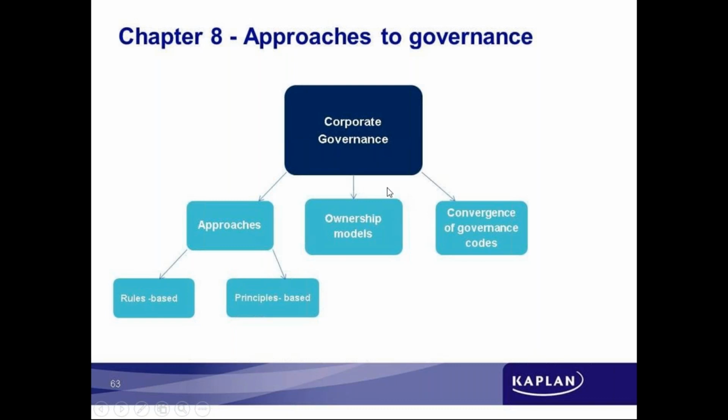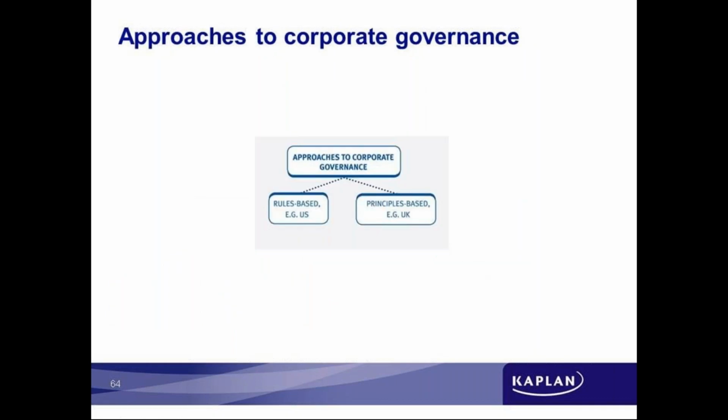Right, now governance approaches are mainly of two types. One is rules based and the other one is principles based. We will also look at ownership models and convergence of governance codes. Now, when you say rules based, especially in the US, it is more of a legal requirement for you to follow certain best practices. Whereas in the UK, you are expected to be good or perform things in the right way.